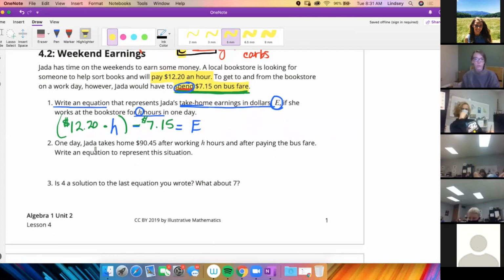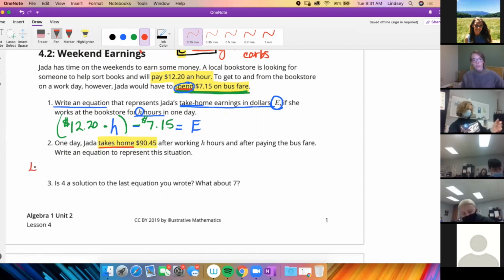Now, we're going to expand on this equation a little bit further. In number 2, it says one day, Jada takes home $90.45. All right, so if she's taking home $90.45, what variable does that equal? E. E equals $90.45. All right, and then once again, it says she worked for H hours. So do we know how many hours she worked?